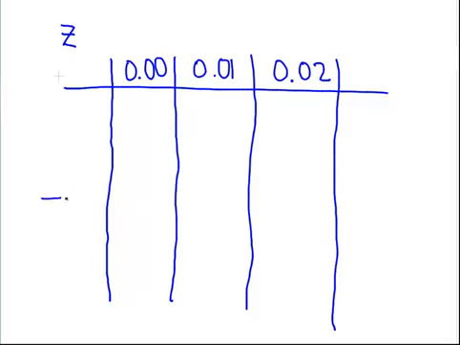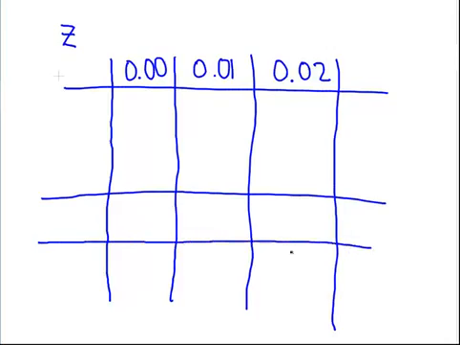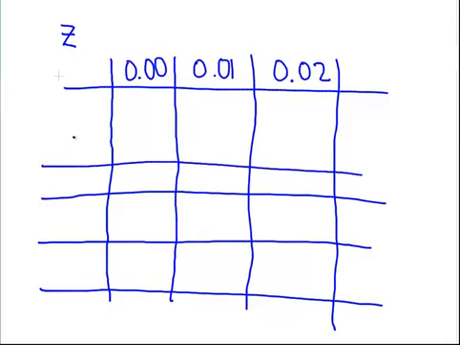Essentially, along the rows you get your values to one decimal place, and to get a further decimal place you move across according to the columns. So this would be, let's say, 0.7, 0.8, 0.9. Here we have 0.00, and so on.